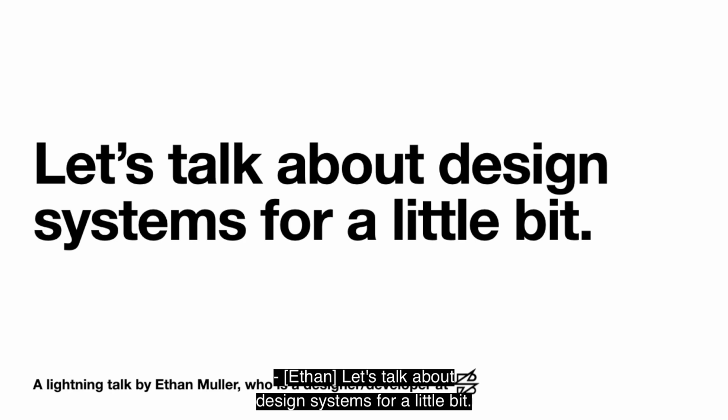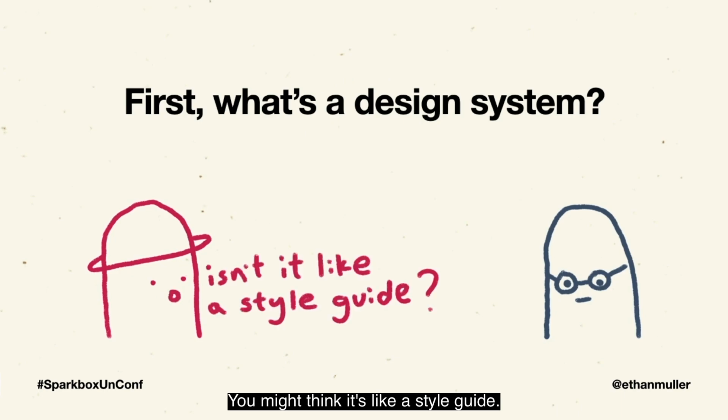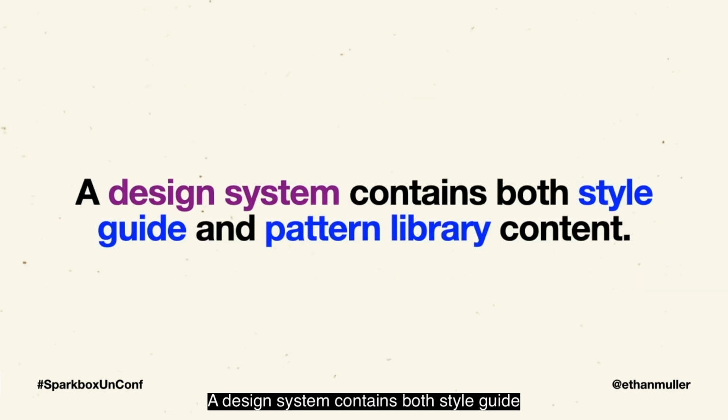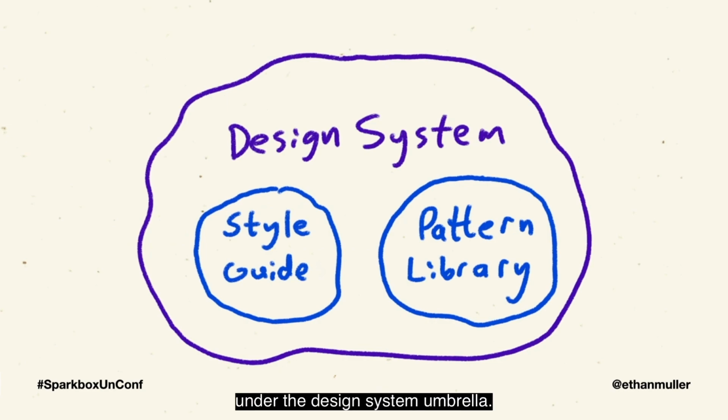Let's talk about design systems for a little bit. First, what is a design system? You might think it's like a style guide, or maybe you think it's like a bunch of components, like code Legos or a pattern library. A design system contains both style guide and pattern library types of content. Both style guides and pattern libraries fall under the design system umbrella.